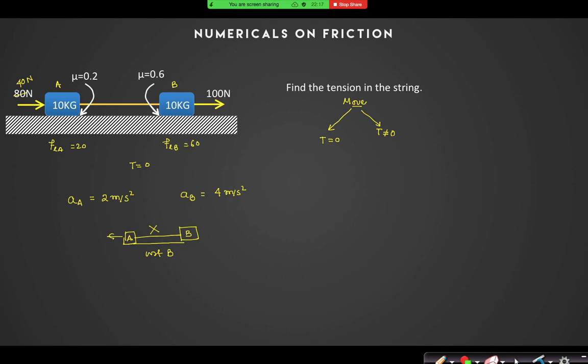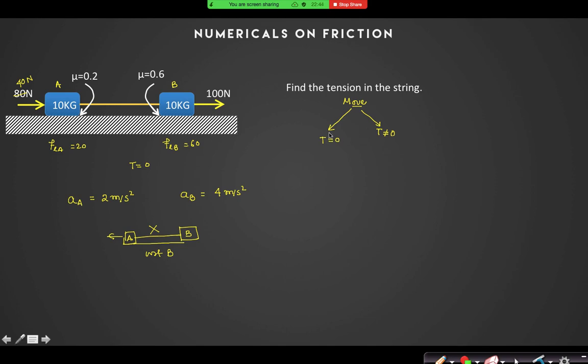Look, the block A and block B. In the block A, if tension is 0, the acceleration of the block A will be 2 meter per second square. And in that case, if tension is 0, acceleration for the block B is 4 meter per second square. Yes, the tension is 10 Newton.